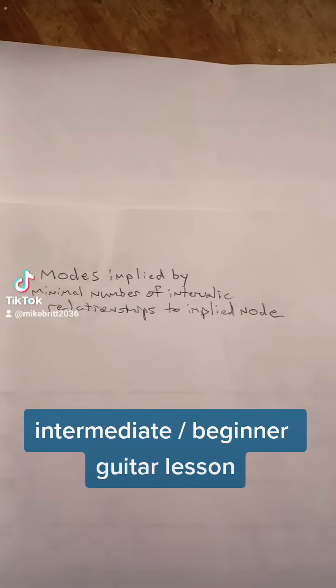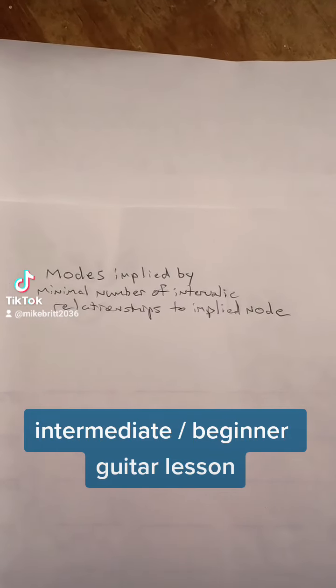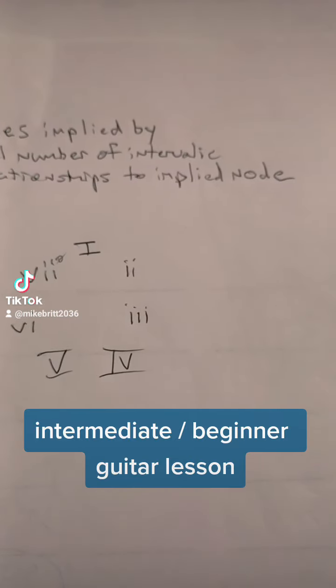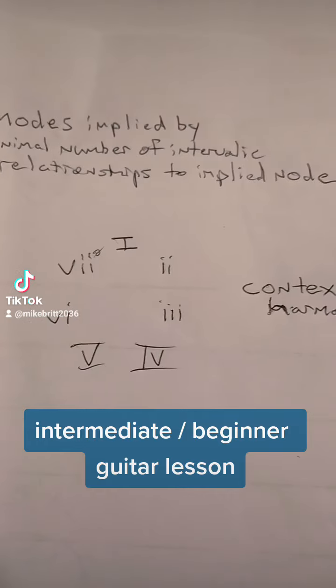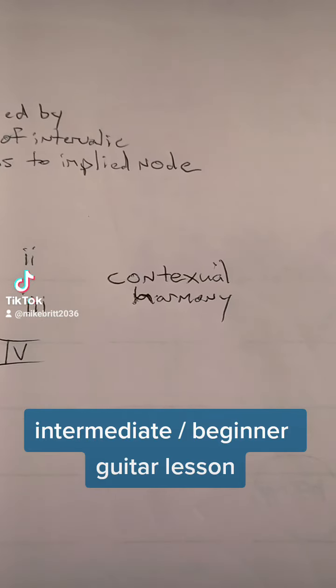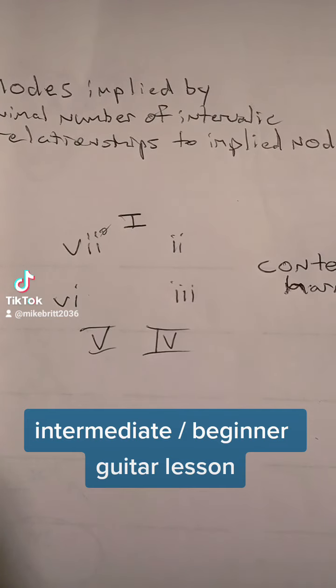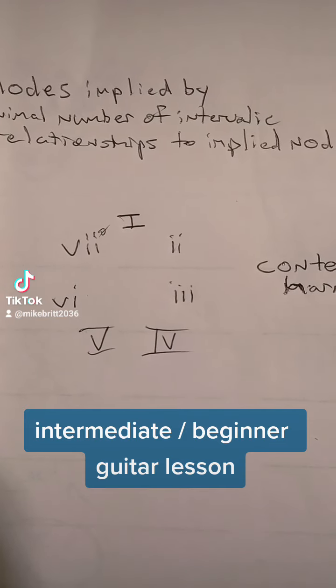Modes implied by the minimal number of intervallic relationships to the implied node. What does that mean? Misunderstanding how modes work is the hidden secret of many an intermediate guitarist. It's the beginning of changing the way you listen and the way you feel things. For the purposes of this presentation, we will be using the ordinary Western major scale.